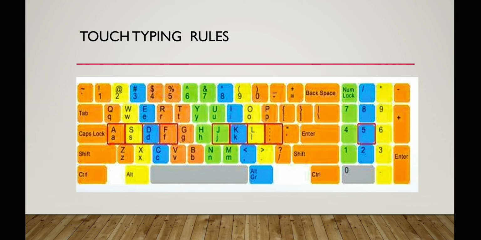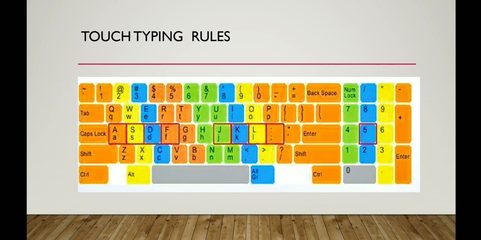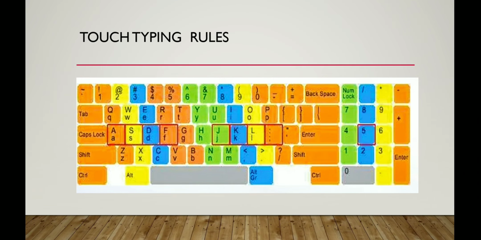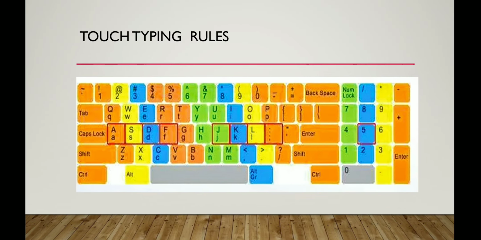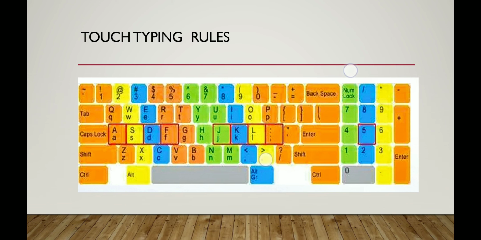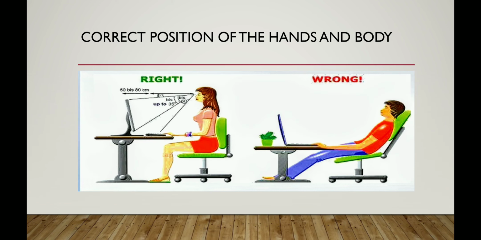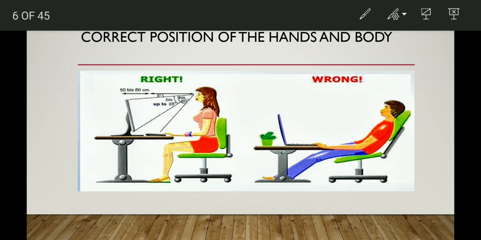We have to place our fingers on these 8 highlighted keys, that is A, S, D, F, J, K, L and colon. Okay? Next is the correct position of the hands and body. We should sit straight. The angle should be like this. We should not sit like this. This is wrong and this is the right way of sitting in front of a laptop or computer.